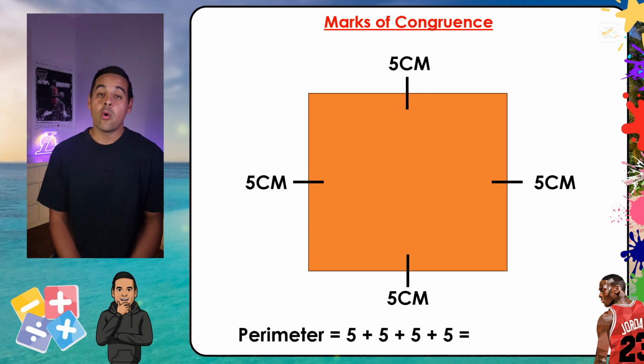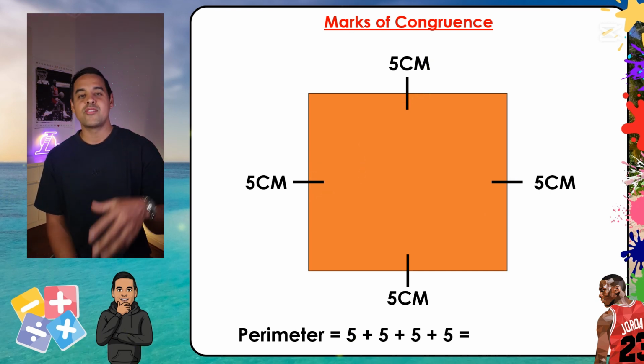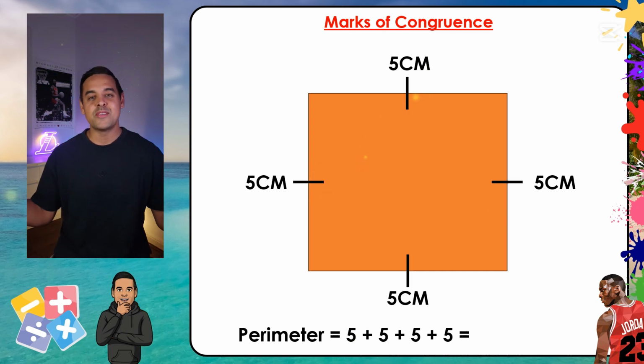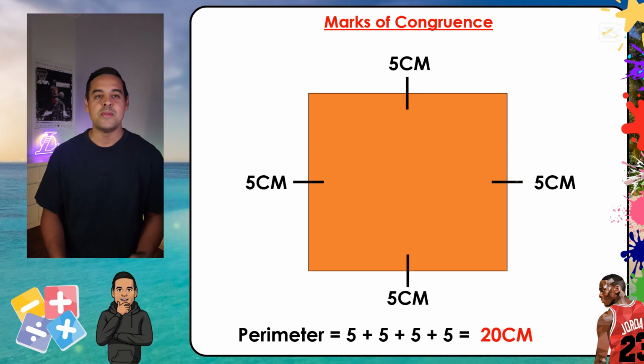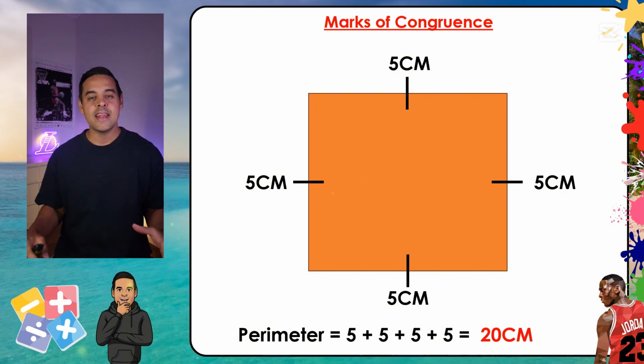So now you have all your measurements here. 5 plus 5 is going to be 10, plus 5 is going to be 15, plus 5 is going to be 20. And if you did that successfully, whatever way you added it, you would have added 20 centimeters is going to be your answer.